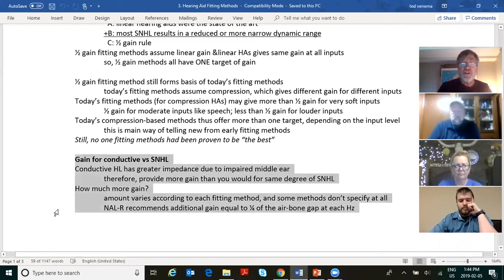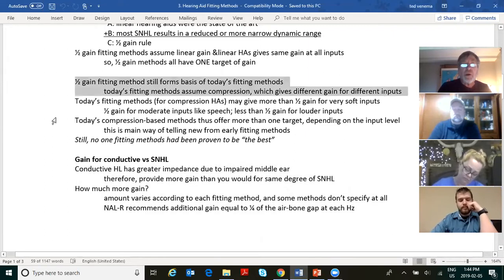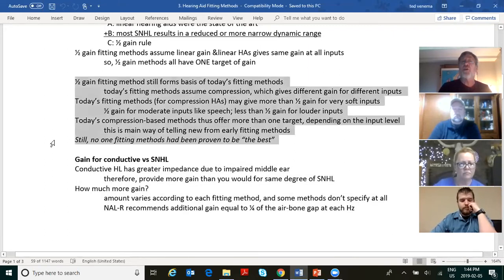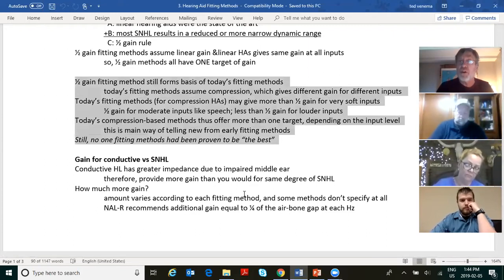They'd recommend additional gain equal to about 1/4 of the airborne gap at each frequency. So that's what this highlighted thing is here. Okay, they'd ask for a little bit more gain for conductive than for sensory neural. This is an important paragraph right here too, and it tells us old versus new methods. The old methods have one target, the new methods have more than one target.